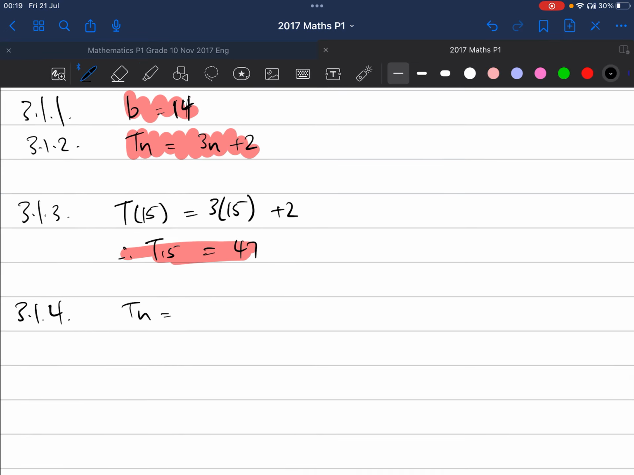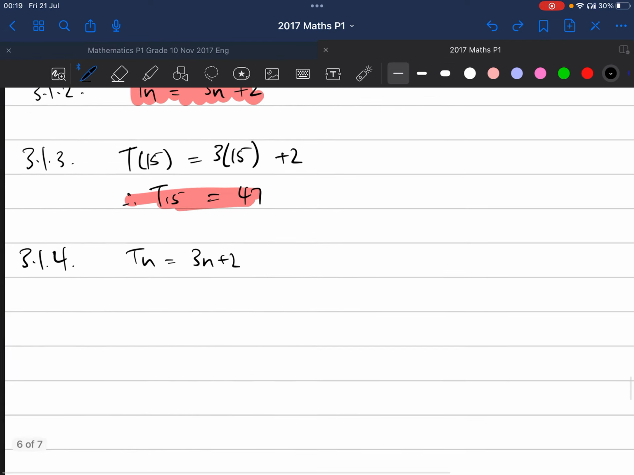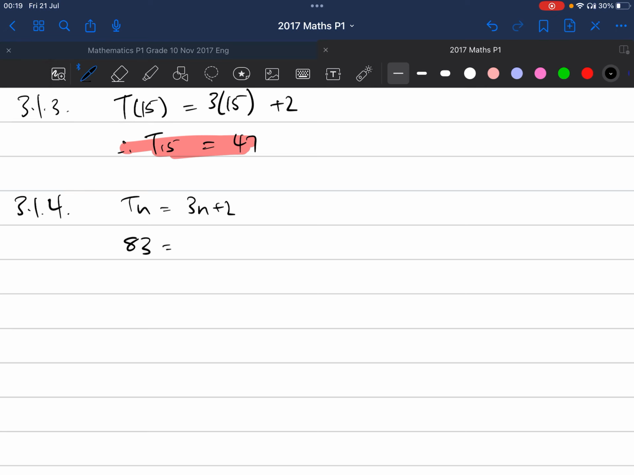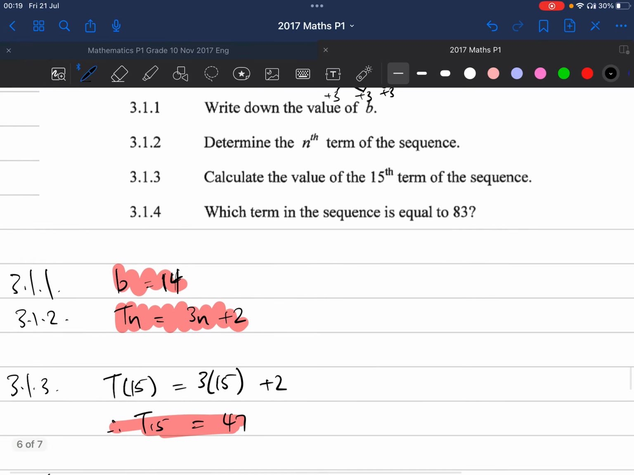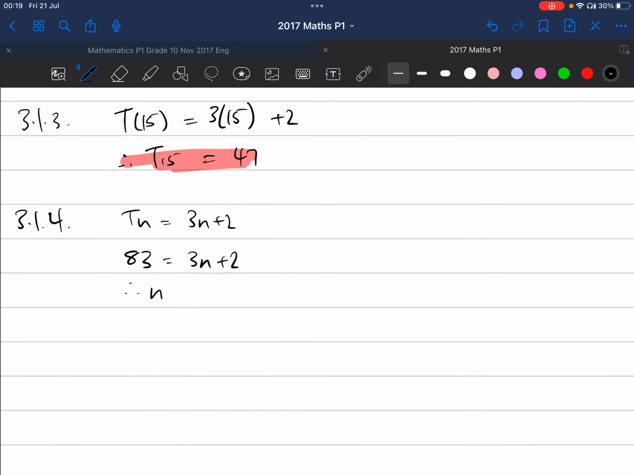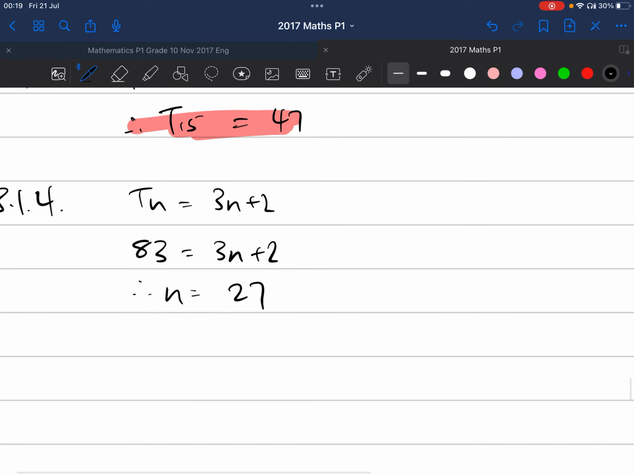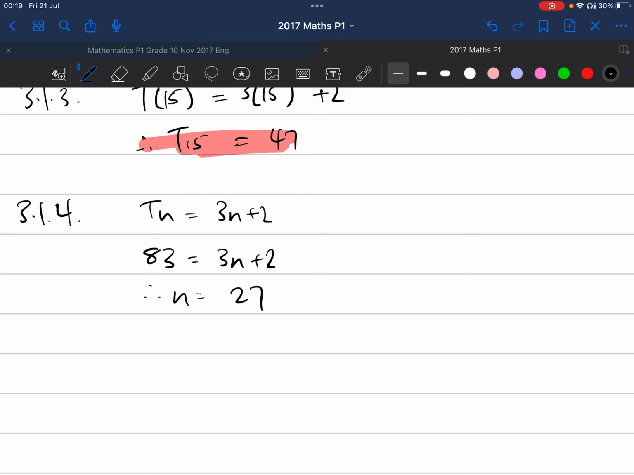So let's start here with this thing, 3n plus 2. We're given what Tn was equal to. It was equal to 83. And our goal is to solve for n because it says which term. Okay, so then we can just bring that minus 2 to that side. So 83 minus 2 is 81, and then 81 divided by 3 is 27. Okay, and then that answer is correct as well.